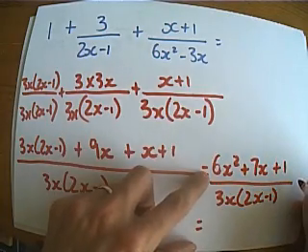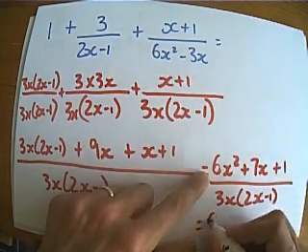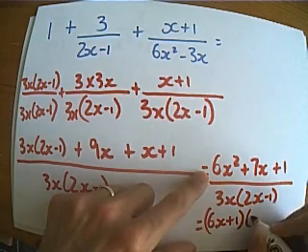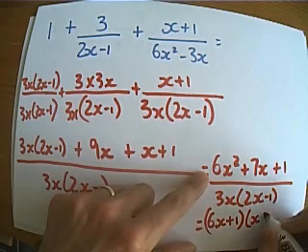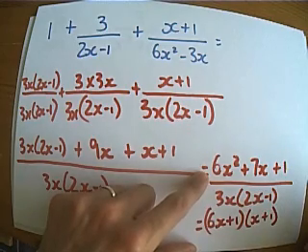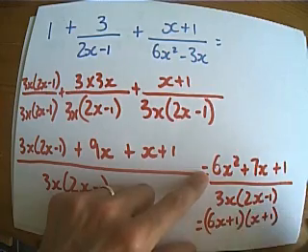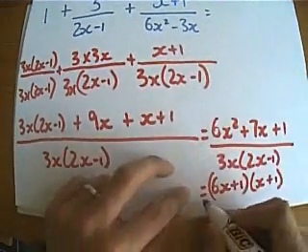And I think we can. I think I'm going to end up with 6x plus 1 and x plus 1, I think. Let's just have a check. 6x squared plus 6x plus another x plus 1. Yep, that works out there.